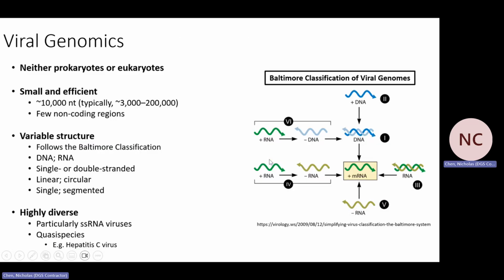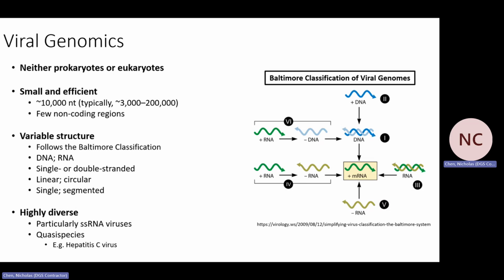Beginning with viruses, these are neither prokaryotic nor eukaryotic, and typically have very small genomes on the order of about 3 to 200,000 nucleotides, which are the building blocks of DNA and RNA. These genomes are very efficient in that the vast majority of the genome encodes for some type of protein. If we look at the figure on the right, we can see that the structure of the viral genomes is quite diverse, being comprised of DNA or RNA in various structural configurations.